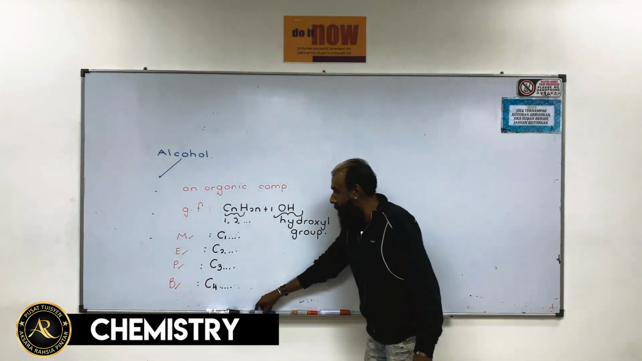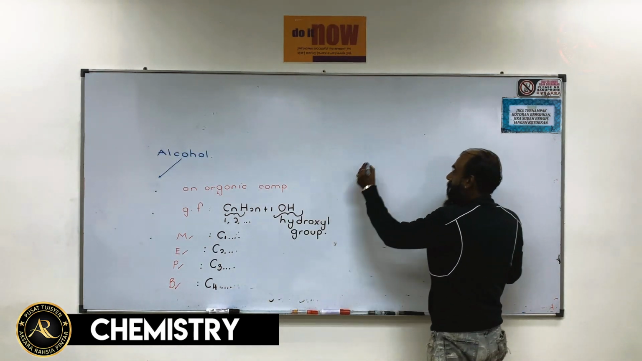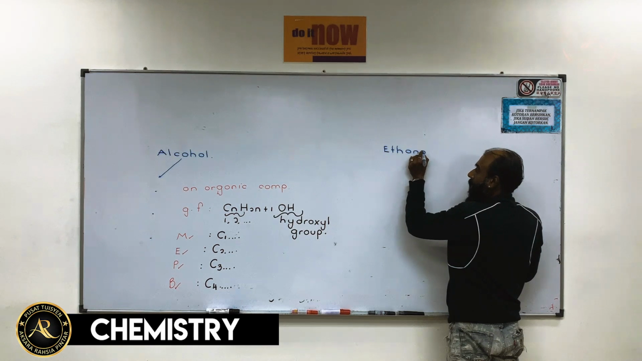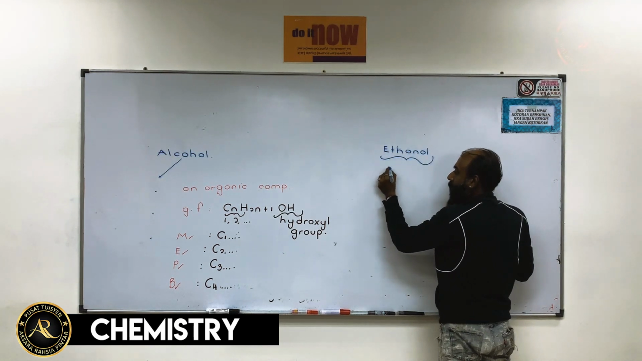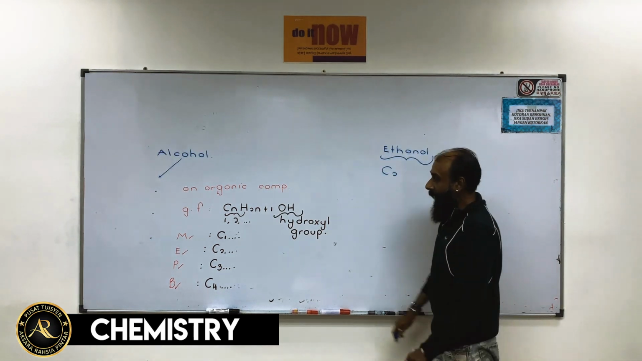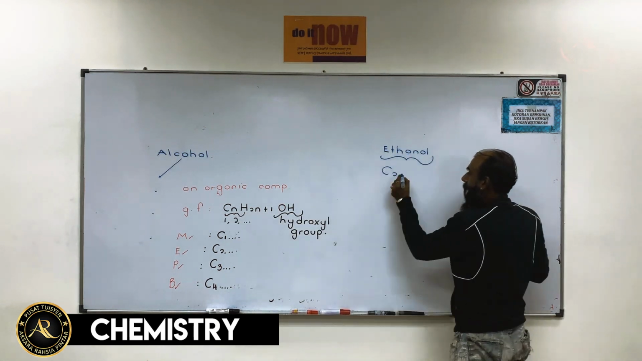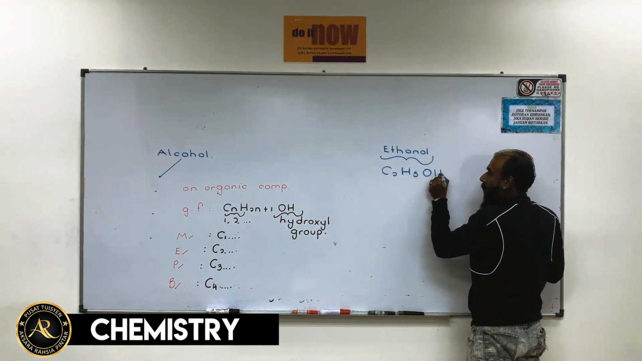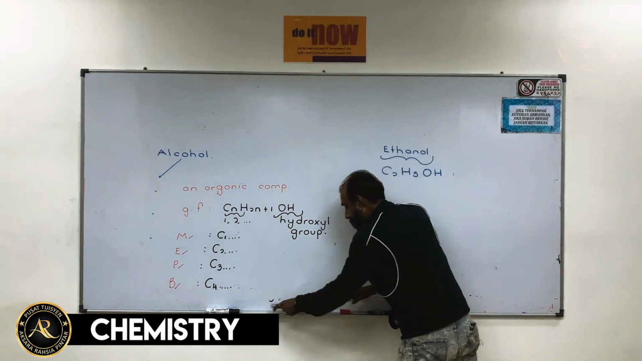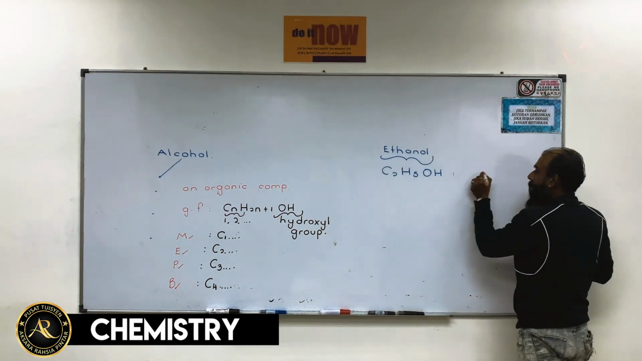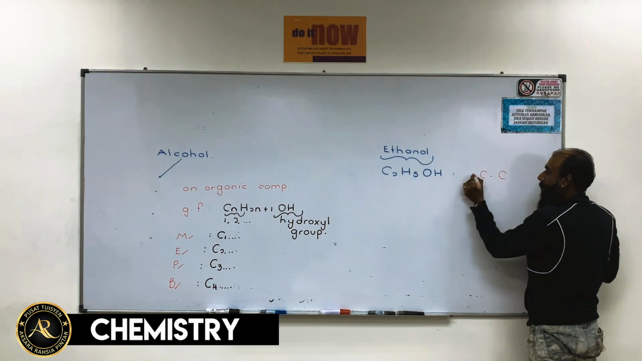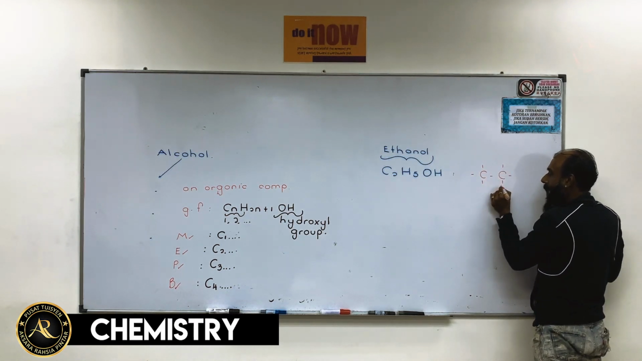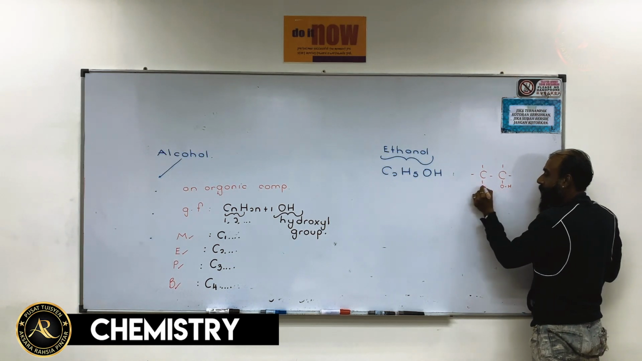Example, let's look at ethanol. They have 2 carbon. Apply the formula, you get hydrogen 5 and OH. The structural formula shows 2 carbon surrounded by hydrogen atoms and OH.